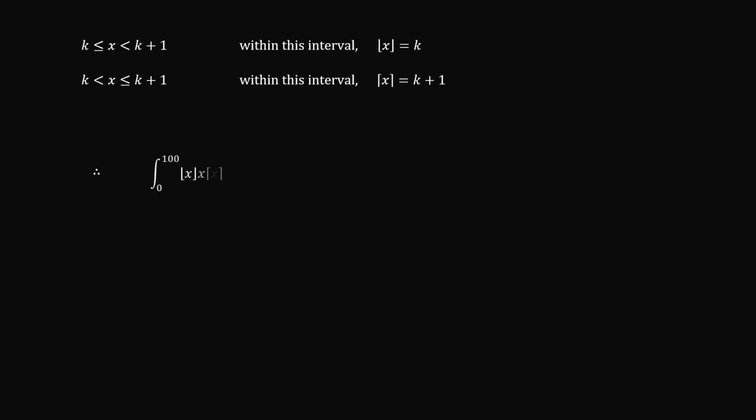Now, for our problem, if we have the value of x between two integers k and k plus 1, the floor function of x will be k. That will be the output of that function. Now, if we look at the ceiling function between the same two integers, the value of the ceiling function would be k plus 1.